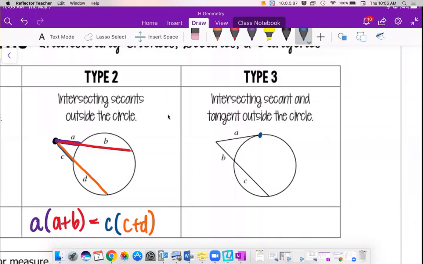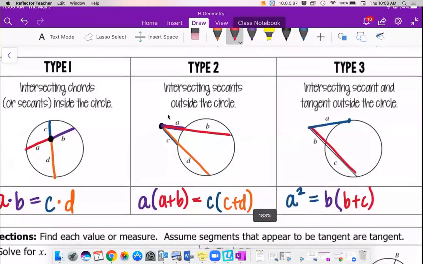Okay, so the formula for this one is you have the A, the part that's all by itself, becomes squared. So A squared is going to equal, and then this is set up just like it was in the other one. You have the B times the whole length together, so B plus C. And so what you guys are going to do is get different lengths of this, and then you're going to plug them into these formulas and try to solve, okay?